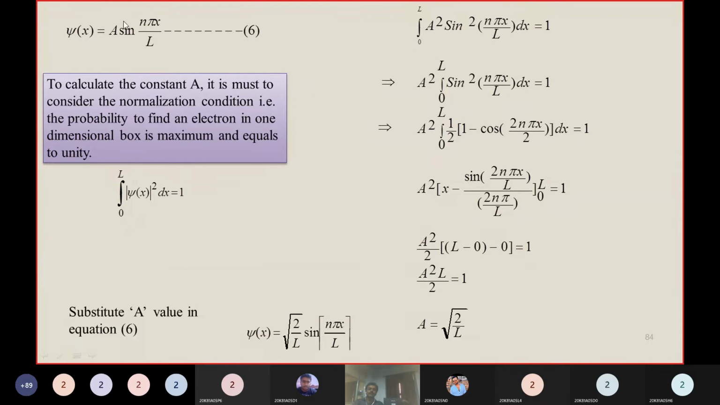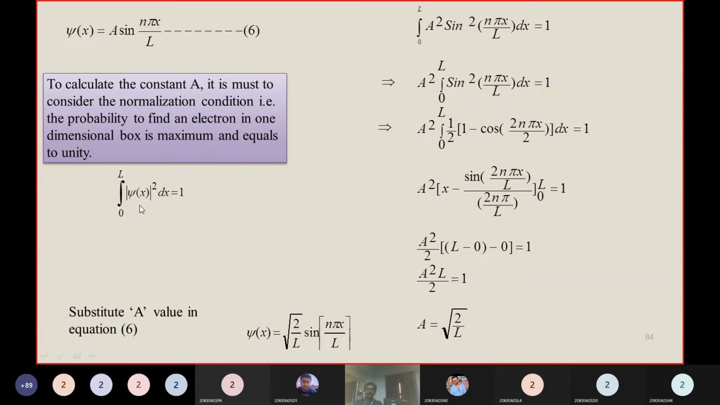Now this is the wave function here, but a is a constant. We have to calculate the a value. For calculating the a value, we have to normalize it. Normalizing means finding the total probability. What is the total probability formula? Integration of psi star psi dx is equal to 1.